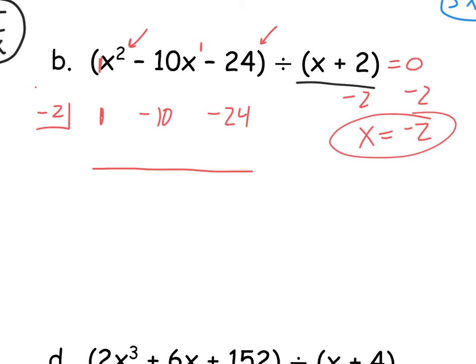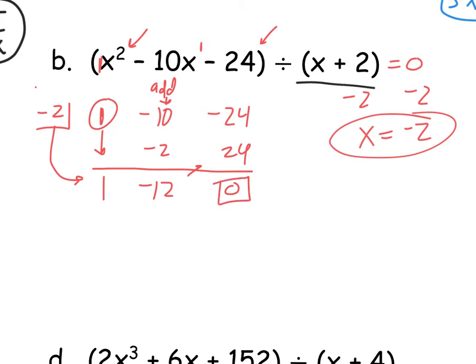Skip a space. We always bring that first number down. In this case, it's 1, and then we start multiplying. So negative 2 times 1 is going to give me negative 2 here. We always add up these columns. So negative 10 plus negative 2 is negative 12. And then the negative 2 times negative 12 is going to give me positive 24. So once again, I get a remainder of 0.